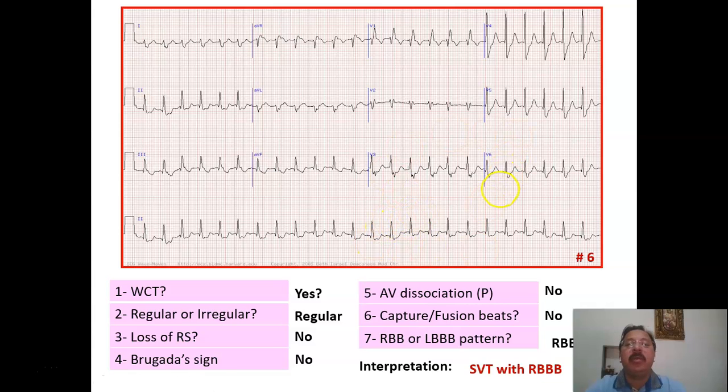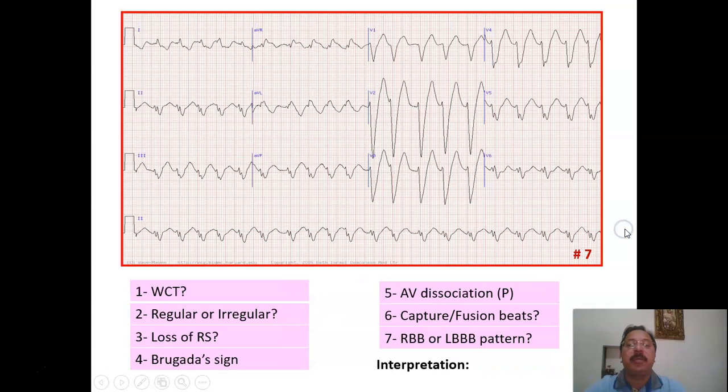So SVT coming from the atrium and blocked on its way to the ventricle at the right bundle branch. So that's why it becomes a bit widened in V1, V2, some of the chest leads.